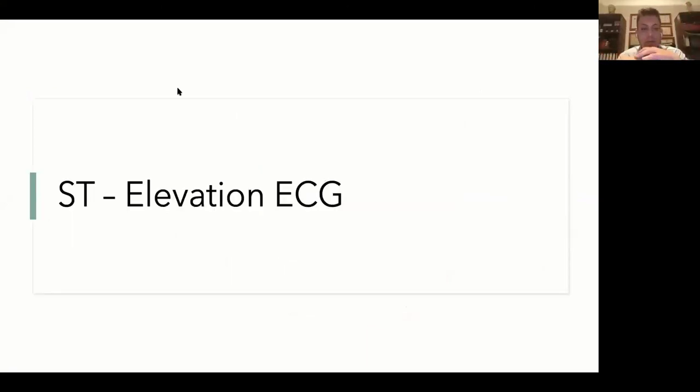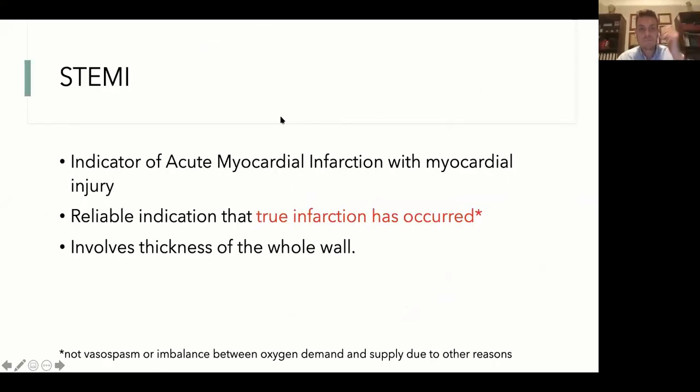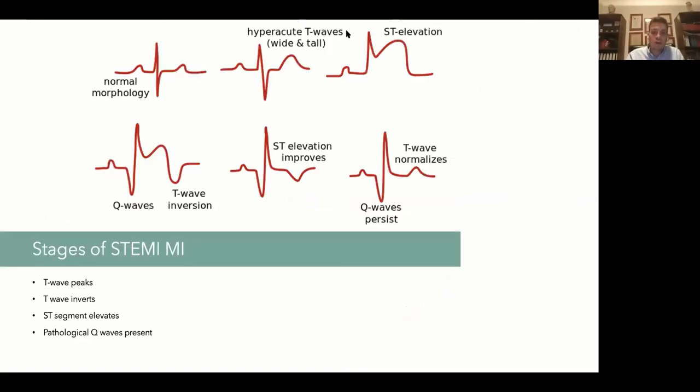Now, let's talk about ST elevation ECG. This is also known as STEMI. STEMI is an indicator of an acute myocardial infarction with myocardial injury. And if this happens, we know that there is a real big problem, okay? It is transmural, so it involves the thickness of the whole wall of the heart.